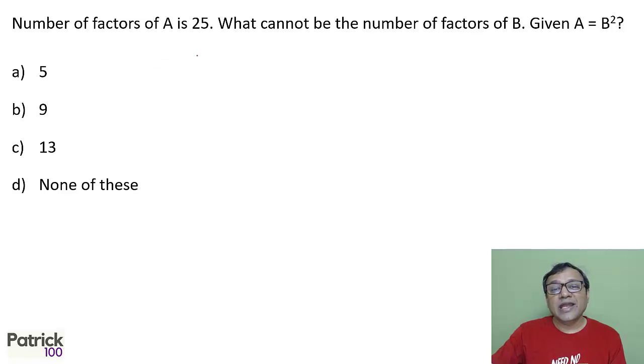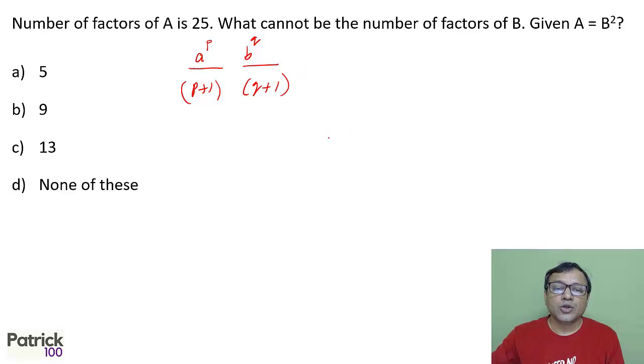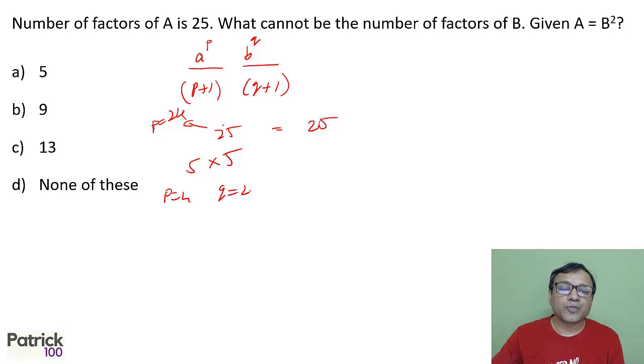Number of factors of A is 25. How do you find factors? You find factors by converting into prime factors and multiplying. Let's say A^P and B^Q, where A and B are prime numbers. You do P plus 1, Q plus 1 and so on, and multiply. So 25 can be written as 25 only or 5 into 5, two ways. If it's 25, then P will be 24. For 5 into 5, P will be 4 and Q will be 4.